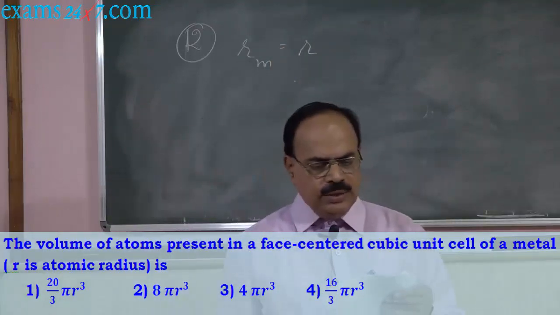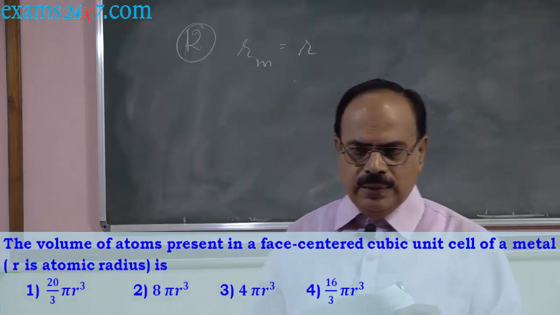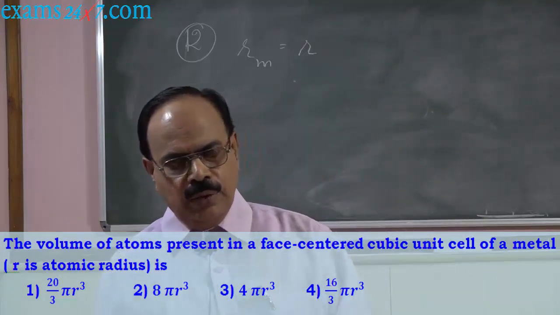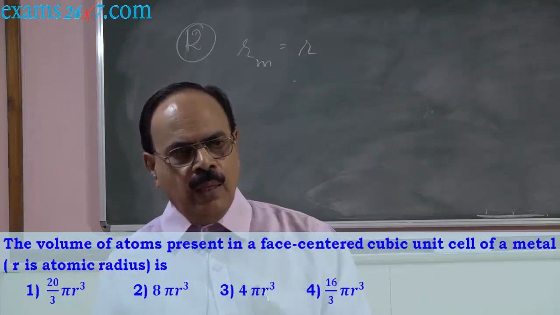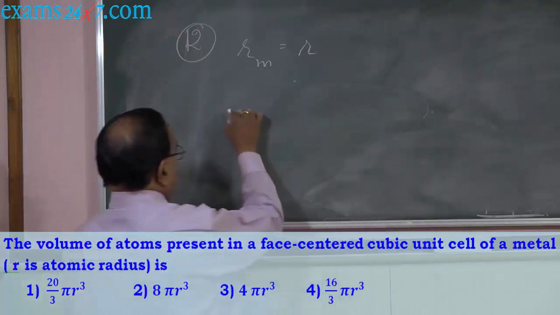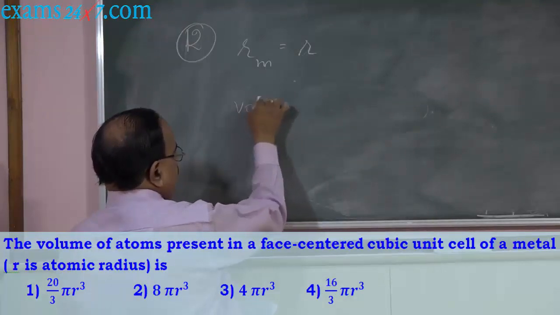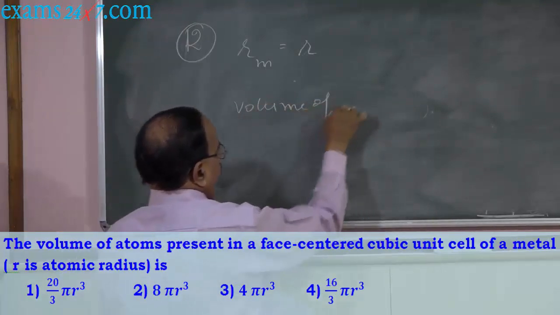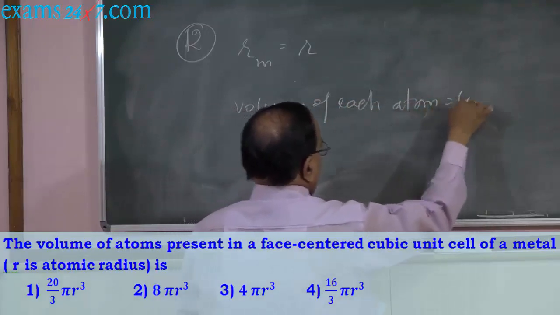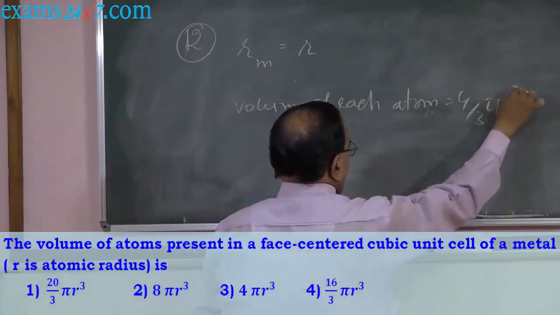The crystal structure is FCC. In case of an FCC lattice, there are 4 particles or 4 atoms. What is the volume of the 4 atoms? Volume of each atom is 4 by 3 pi r cube.